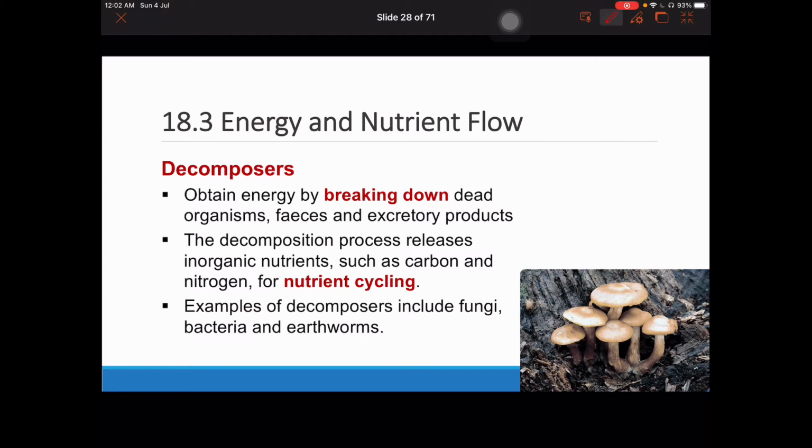And in this entire process of decomposing, they actually release nutrients. These nutrients can be like carbon or nitrogen. That's what we call nutrient cycling. So they actually help to allow the nutrients to be reused back into the entire ecosystem. Some examples of these decomposers include fungi, bacteria, as well as earthworms.